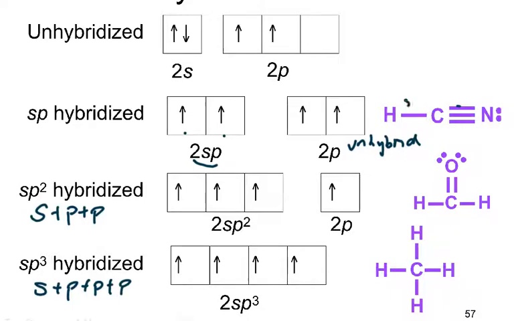So we have our bond to a hydrogen via an sp orbital. One of the bonds to a nitrogen is via an sp. The other two are via p orbitals. Our carbon here, our bonds to hydrogen are via sp2, and then our double bond, one of them is an sp2 and one of them is just a p orbital. And then our methane here, these are all sp3 hybrid orbitals that carbon is using to bond to the hydrogens.